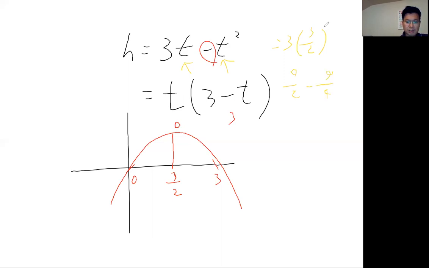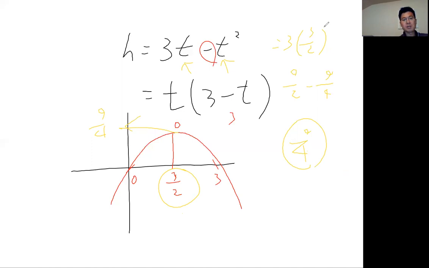Hold on a second. 9 over 2 minus 9 over 4, so 9 over 4 will be the value of y. But the question is asking what value of t, so 3 over 2 is the answer. Something you have to be careful about is this. This is one way you can do it.